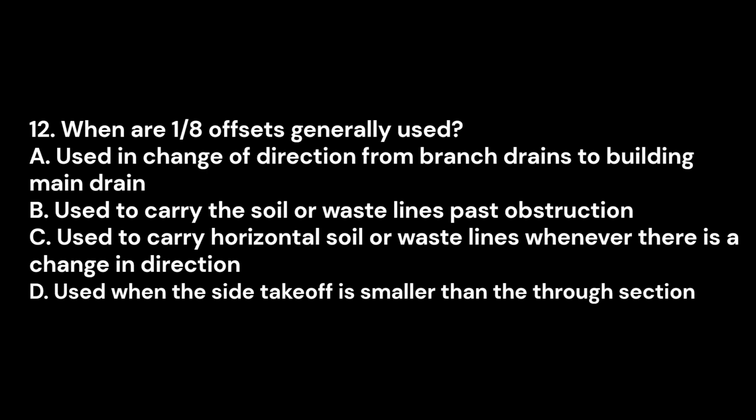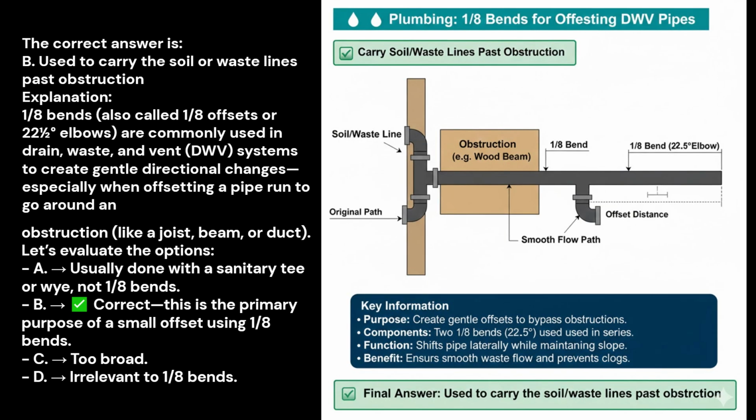Number 12. When are 1/8 offsets generally used? A. Used in change of direction from branch drains to building main drain. B. Used to carry the soil or waste lines past obstruction. C. Used to carry horizontal soil or waste lines whenever there is a change in direction. D. Used when the side takeoff is smaller than the through section. The correct answer is B.